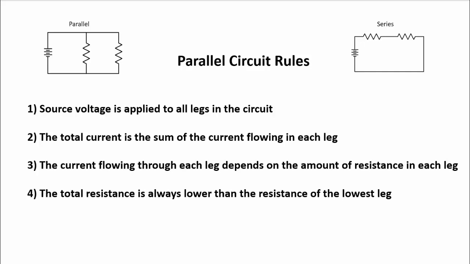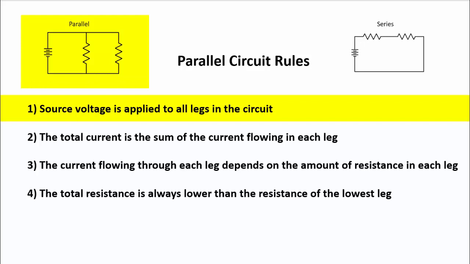Rule number 1. Source voltage is applied to all legs in the circuit. And all that means is that if you look at the parallel picture in the top left here, the battery is supplying full voltage to each leg in the circuit. And that means that each resistor is connected to both the positive side of the battery and the negative side of the battery. Whereas if you compare that to the series circuit on the right, the voltage gets shared by the 2 resistors because of the way they're arranged.